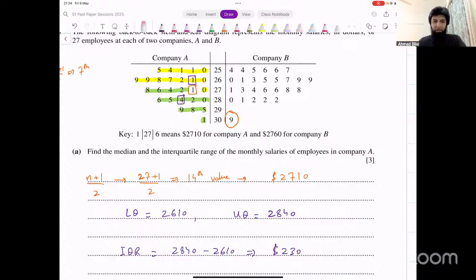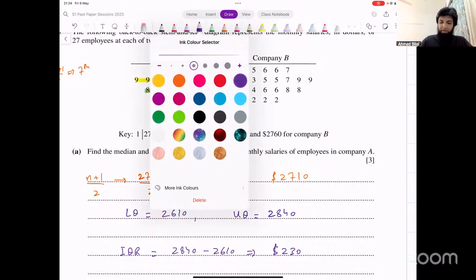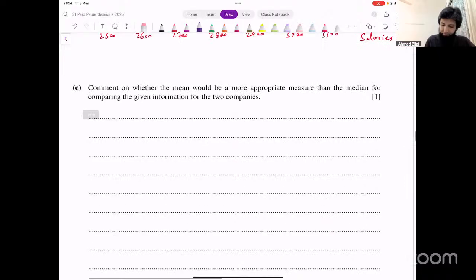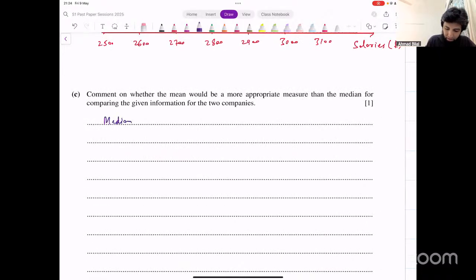When you have an outlier in the data, mean is not an appropriate measure. Okay, mean is not an appropriate measure. So what's going to be more appropriate? Median is going to be more appropriate. So you would say median is more appropriate. But we have to give a reason for this. What's the reason? Because of the outlier, and you have to specify that outlier.